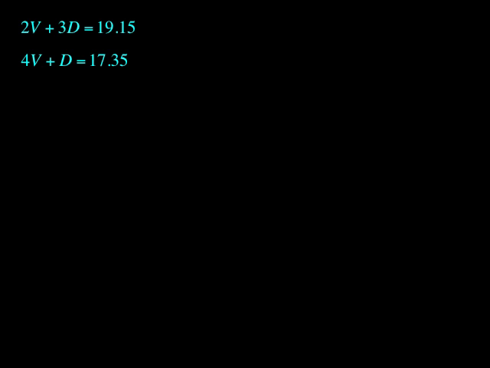Okay, good. Look at that D in the second equation. Since it has a coefficient of 1, that's the easiest thing to solve for. So D would equal 1735 minus 4V. Put an asterisk or a star next to that because I'm going to come back and use it. But first of all, I'm going to plug that into my first equation.